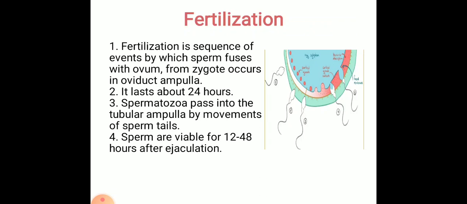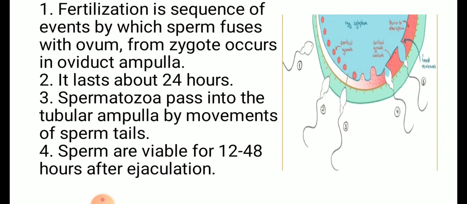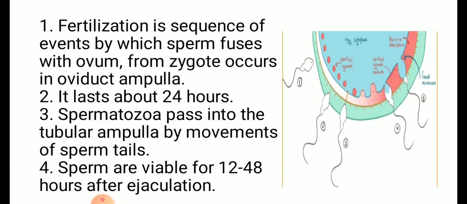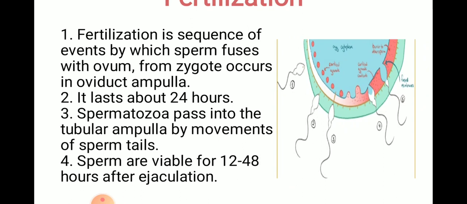On the right side you are seeing the diagram, isn't it? In that diagram, those outside are the sperms, which are entering the oviduct where the female gamete is present. They will reach the female gamete and fertilization takes place.